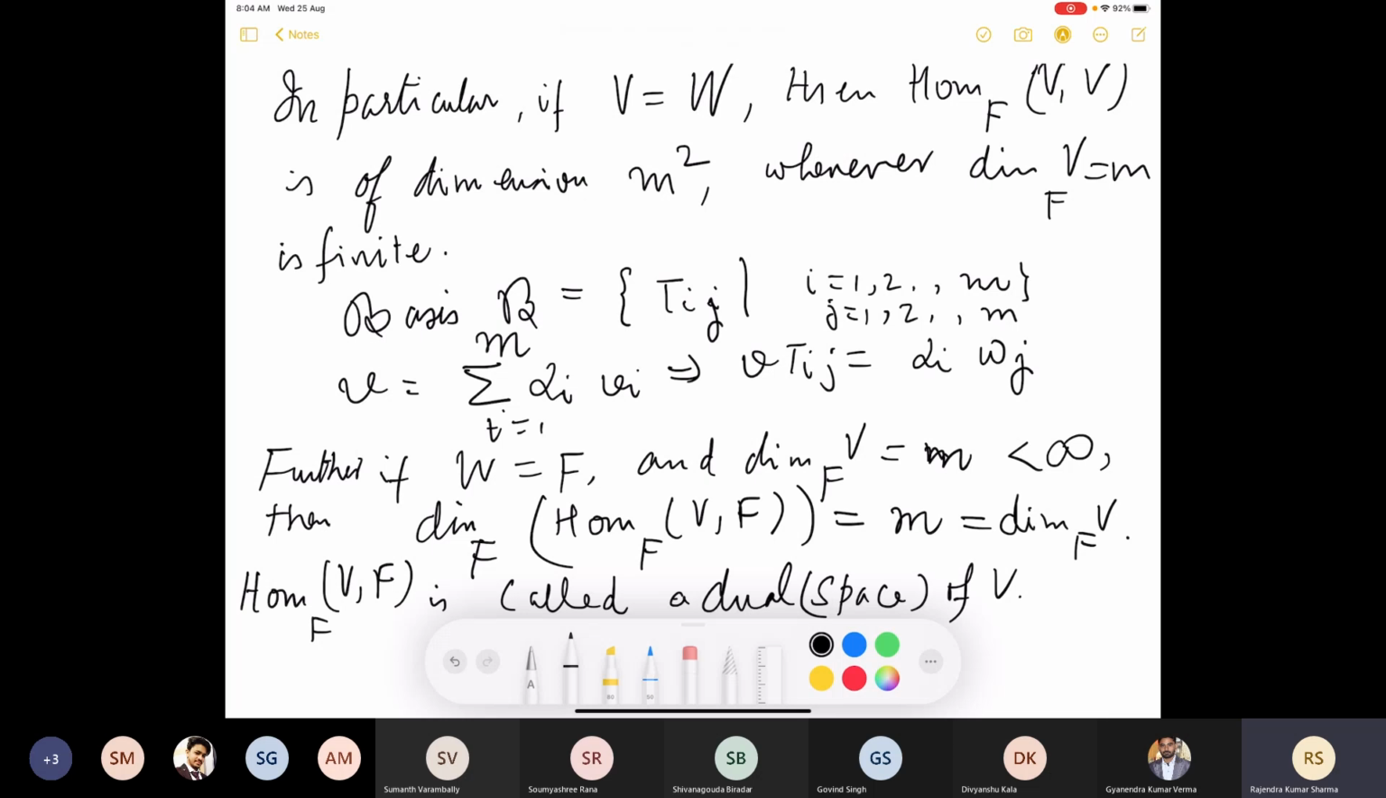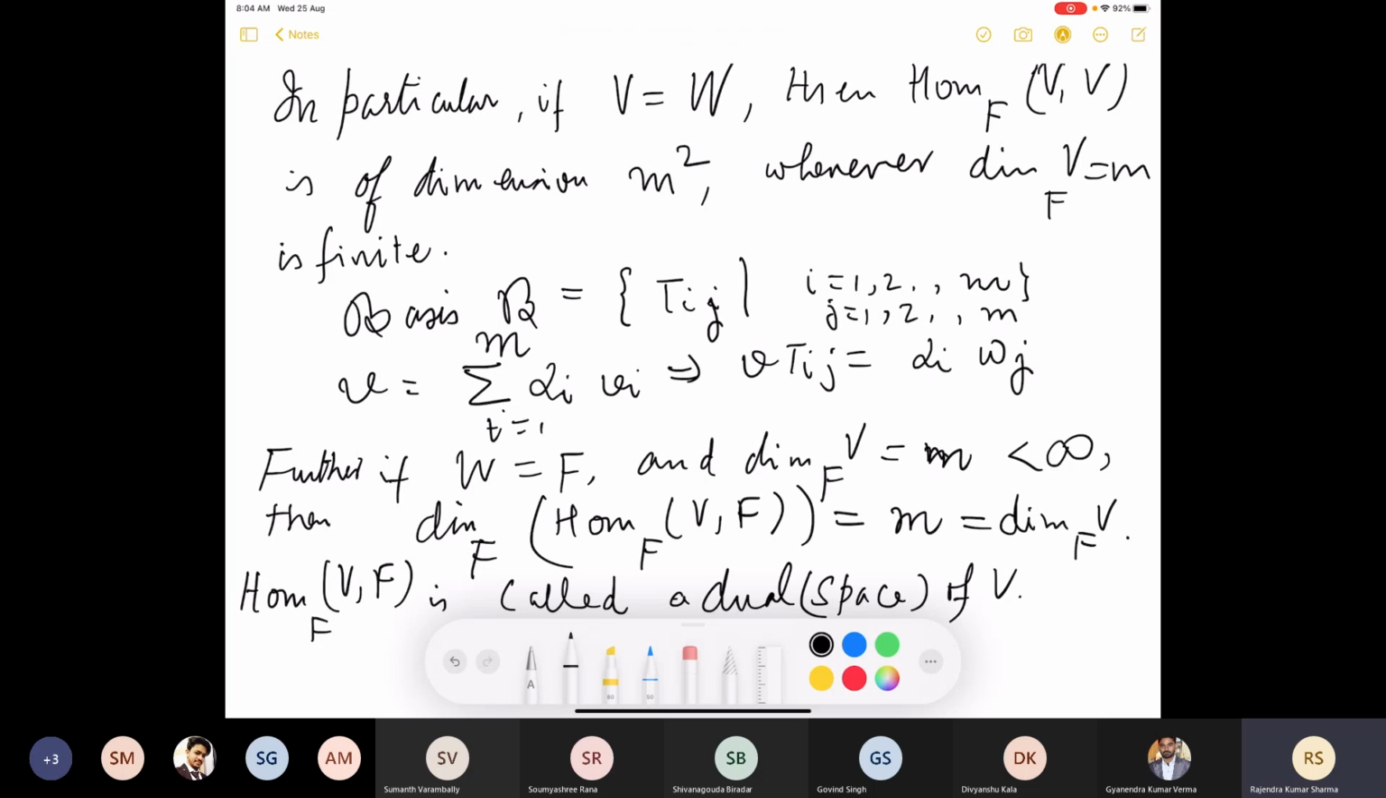And in particular, the relationship between the dimensions of V, W and Hom(V, W) we also proved to be that the dimension of Hom(V, W) is the product of the dimension of V over F and the dimension of W over F. In particular, we obtained a basis for Hom(V, W). And if you recall, how did we obtain the basis?